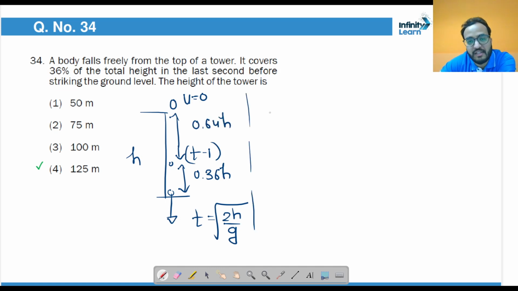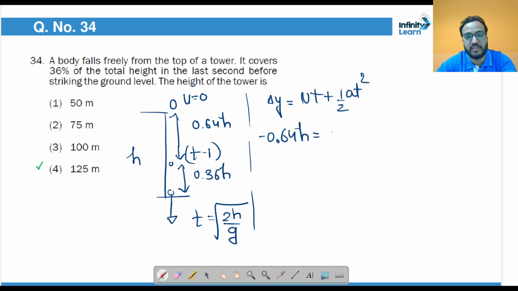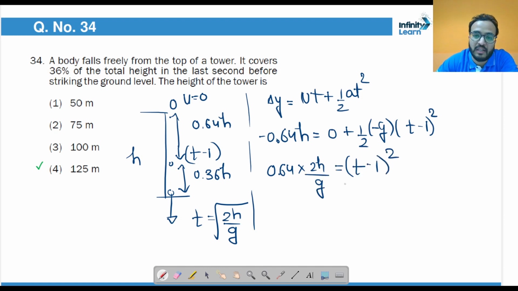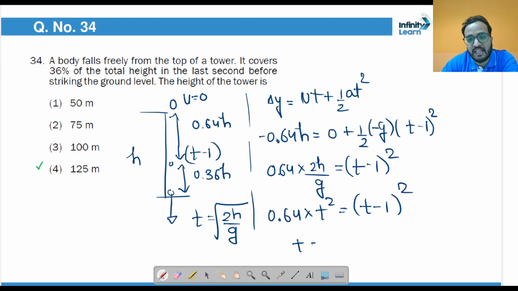Yes. So we can say delta y is equal to ut plus half at square. U is 0 anyway. Delta y is minus 0.64 h, minus because it is downwards, equal to 0 plus half into minus g into t minus 1 whole square. So you can say 0.64 into 2h by g is equal to t minus 1 whole square. Now 2h by g is t square, so 0.64 into t square is equal to t minus 1 whole square. So on solving, we can get t is equal to how much?